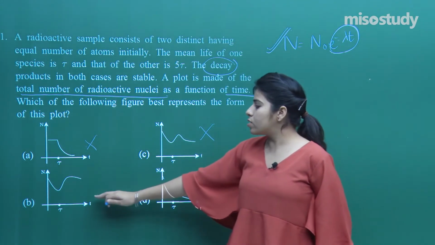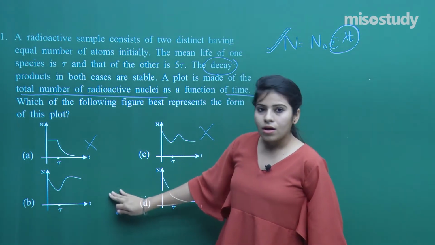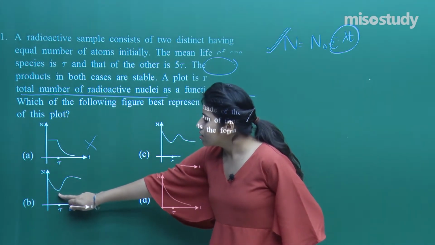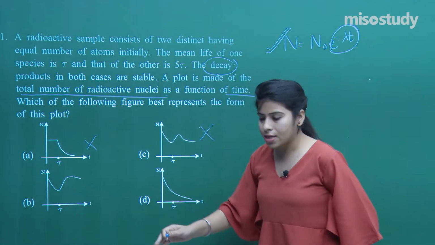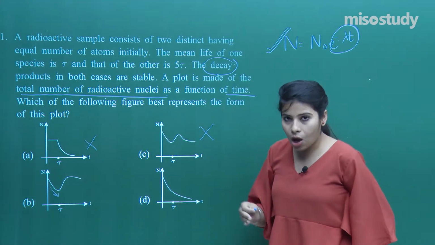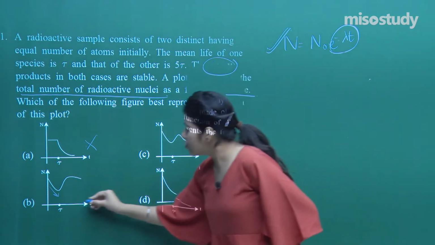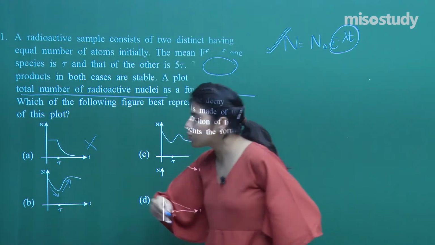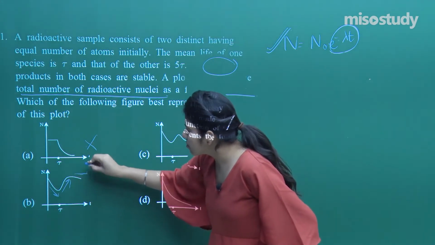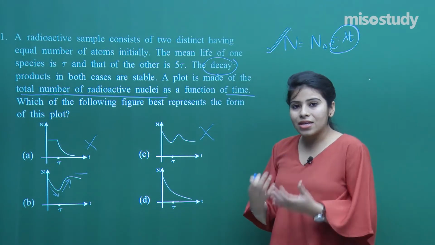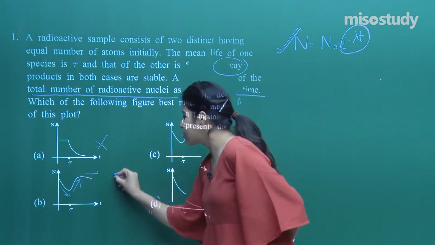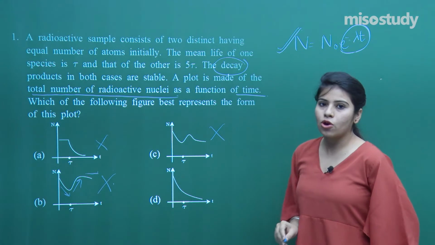Let me move to figure B. Again in this case, you can see that earlier the number of nuclei was decreasing like this. After the time interval tau, it started increasing. You can see that the number of nuclei started increasing, and again it started decreasing. But as I told you, it cannot increase. So we will say that this cannot be the correct option.